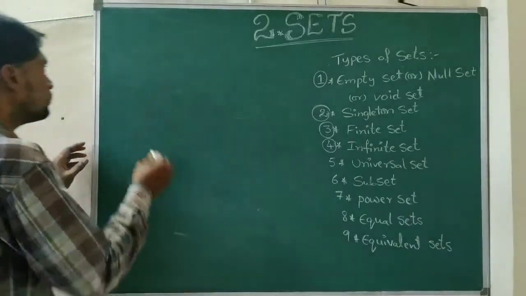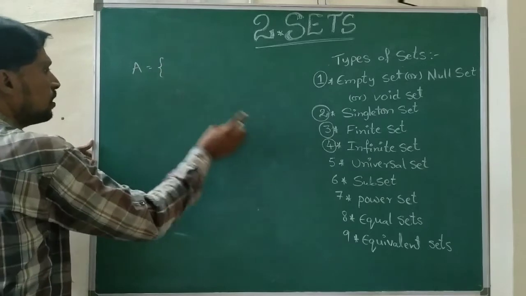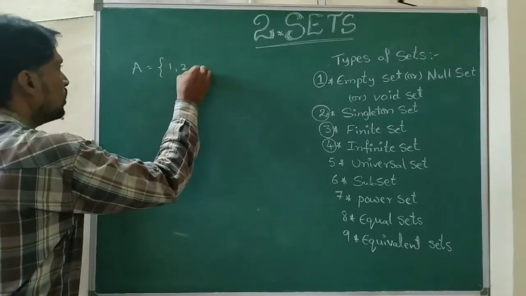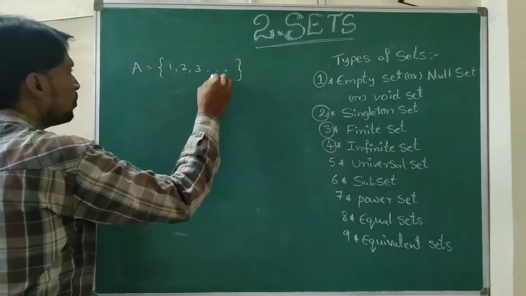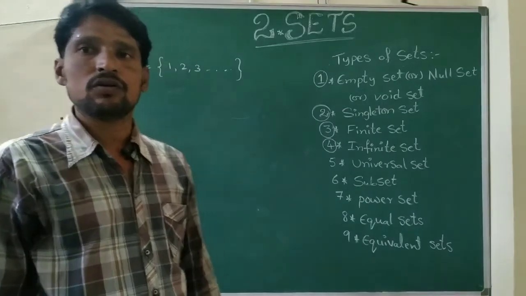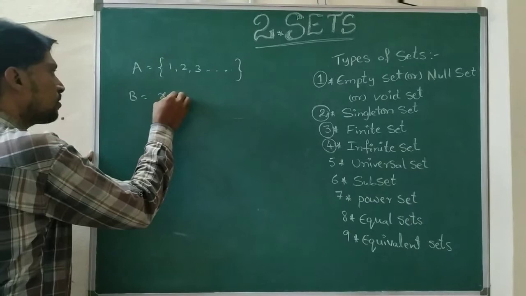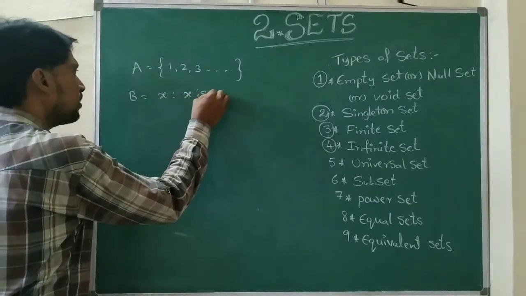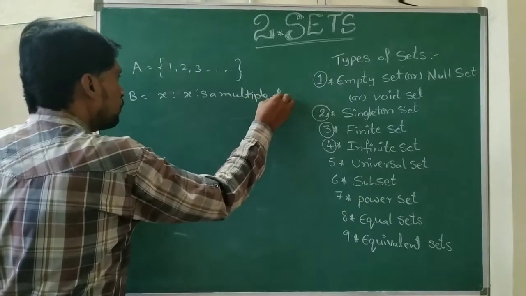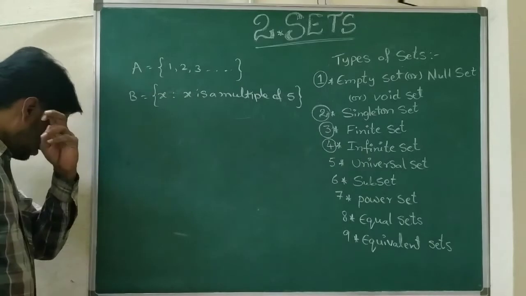For example, A equals 1, 2, 3, and so on. So how many elements are there in this set? We can't count. Next one, B equals {X such that X is a multiple of 5}. X is a multiple of 5.